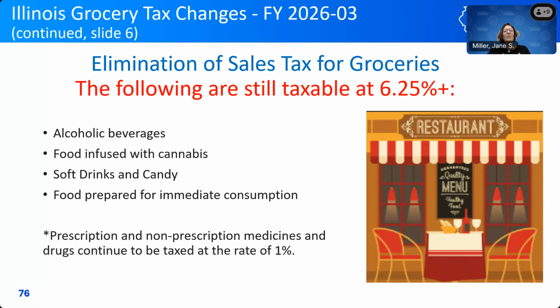So even though there's an elimination of sales tax for groceries, the following items are still taxable at the higher rate of 6.25% plus: alcoholic beverages, food infused with cannabis, soft drinks and candy, and food prepared for immediate consumption. They were always charged at the higher general merchandise tax rate. Prescription and non-prescription medicines and drugs that qualify still continue to be taxed at the rate of 1%.